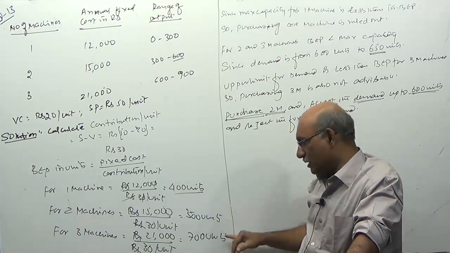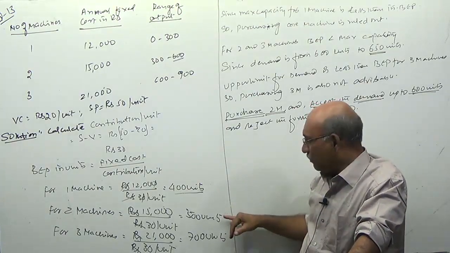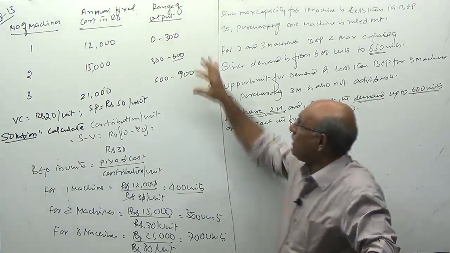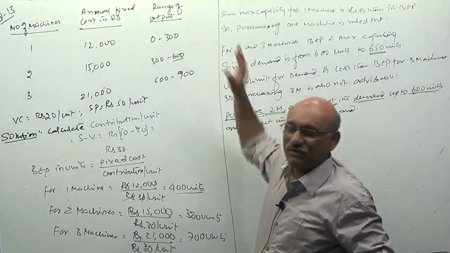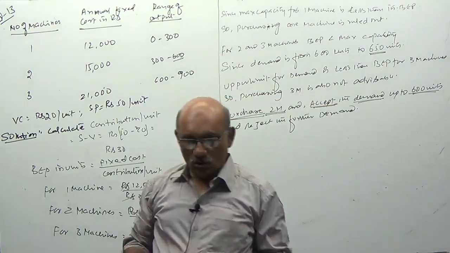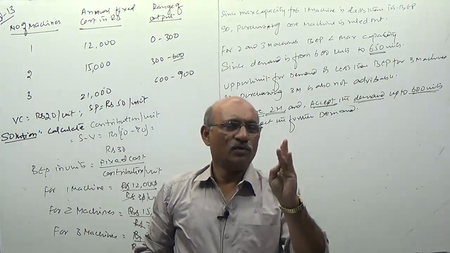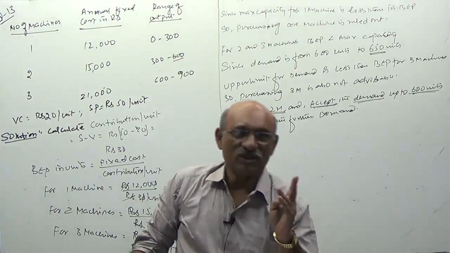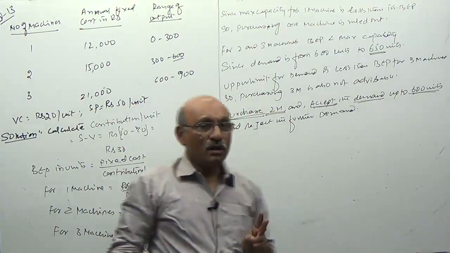Go to the second one, that is two machines option and three machines option. With two machines and three machines, break-even points are less than the maximum capacity of the respective machines. Okay. So, you have two options. You can go for two machines or you can go for three machines. How many machines do I have to purchase? Again, it is dependent on my market demand.